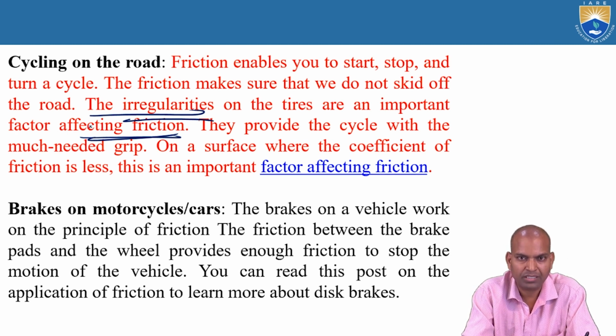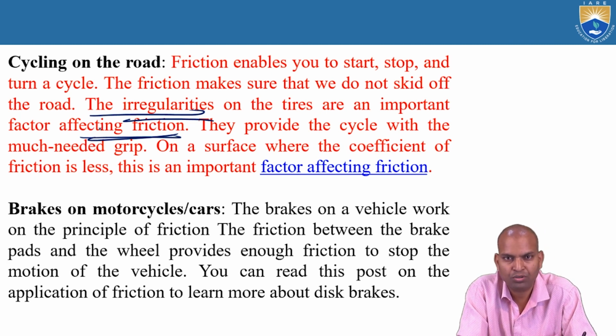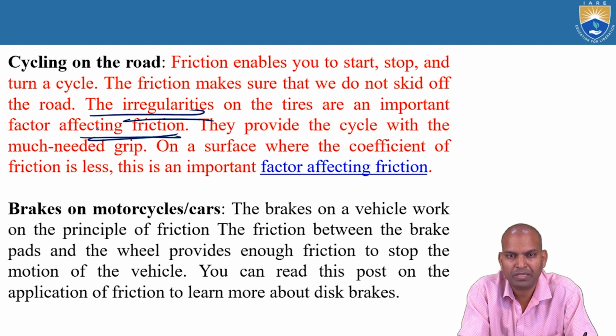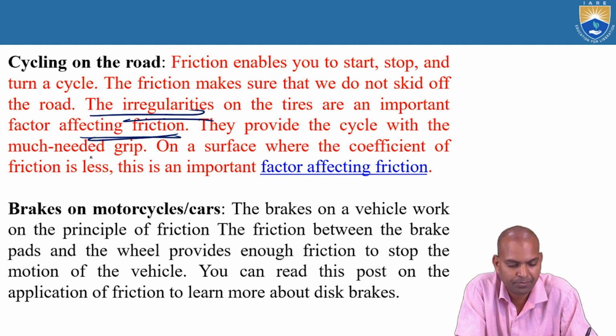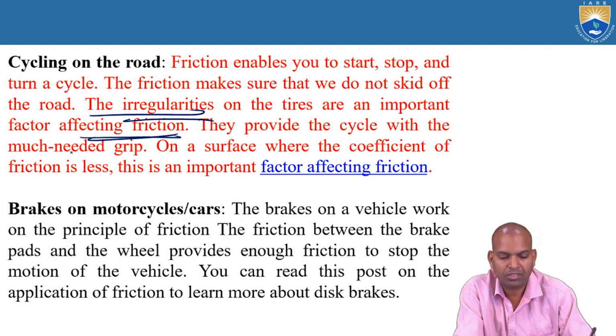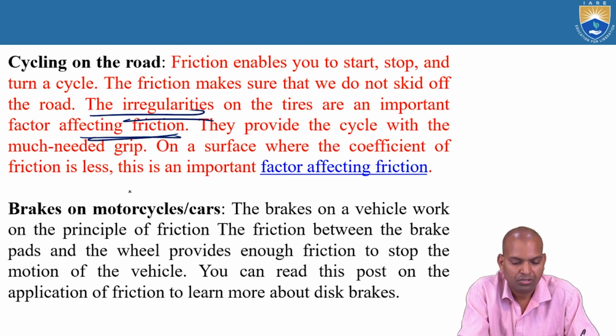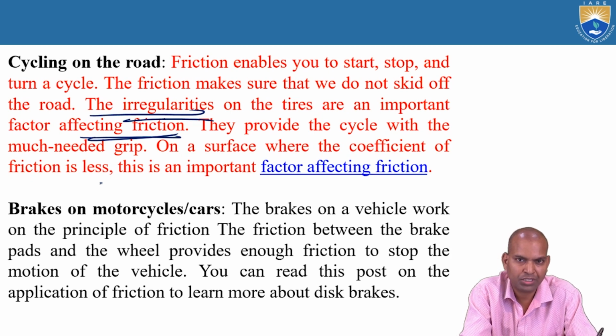As you go for it, skidding takes place more, and the coefficient of friction is low, so it reduces the speed of the cycle. So they provide the cycle with the much needed grip on a surface where the coefficient of friction is less. This is an important factor affecting the friction. Here the coefficient of friction is less, so what will happen? Skidding takes place.